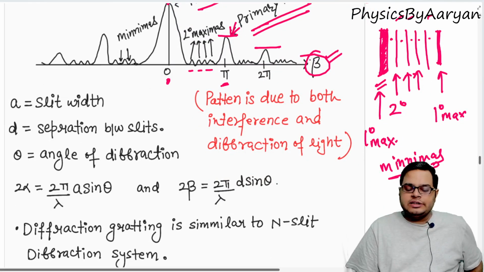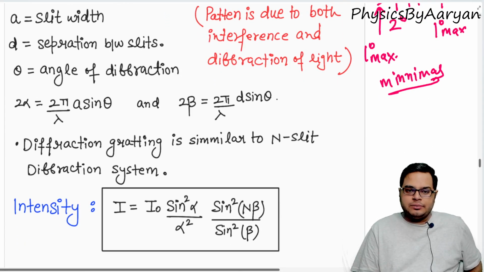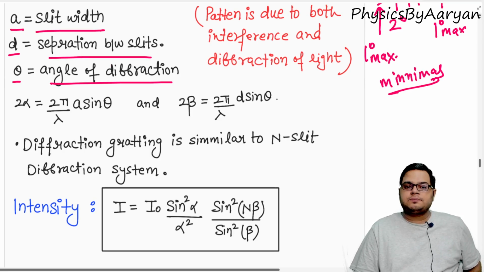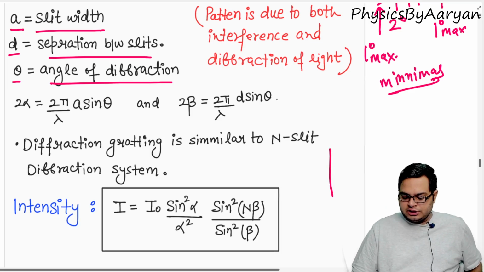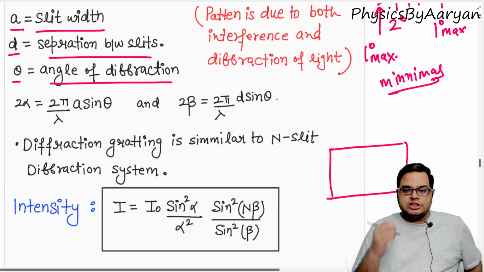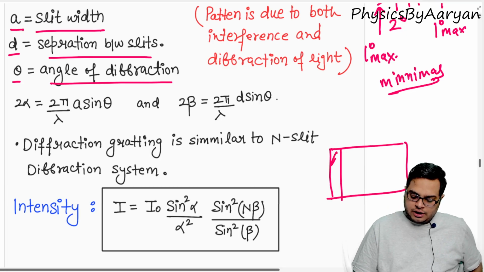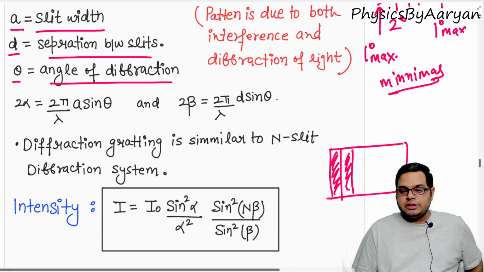Now, just a simple nomenclature you should know. We define a few parameters. A is known as the slit width. D is the separation between the slits. Theta is the angle of diffraction. Slit width means how thick your slit is. So when you are using the diffraction experiment, how thick is your slit? If I talk about one slit, how thick is it? And then, what is the separation between these slits?